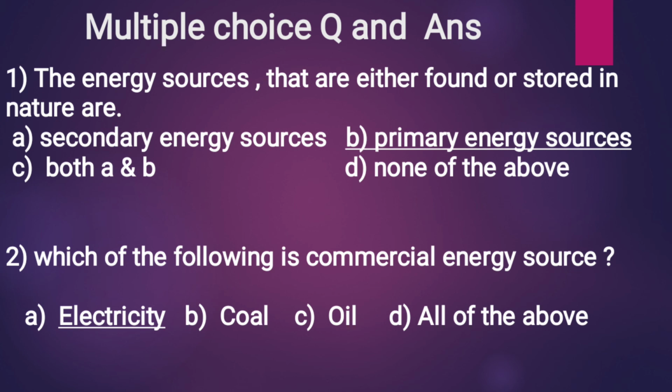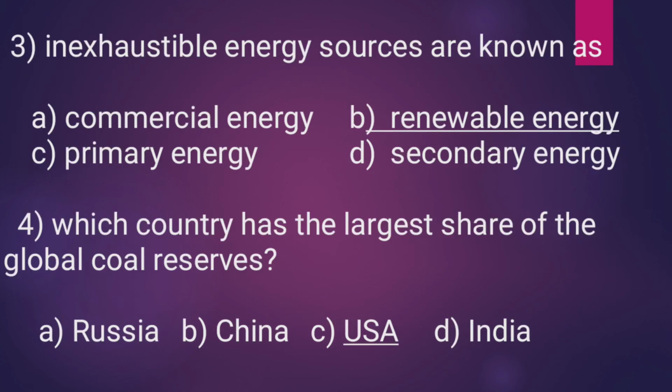These MCQs are based on the theory of 1.1, need of energy conservation, and the primary and secondary energy. The theory of this I explained in the last video. Third: inexhaustible energy sources are known as commercial energy, renewable energy, primary energy, secondary energy. The correct answer is option B, renewable energy.